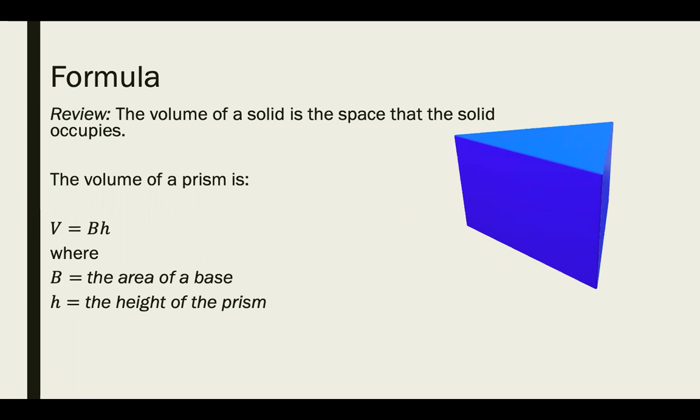And our formula for the volume of a prism is just base times height, where B is the area of the base and H is the height of the prism. So all we gotta do is figure out the area of the base, multiply it times the height, and we've got our volume of a prism.